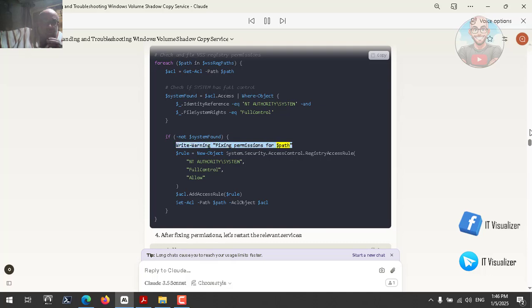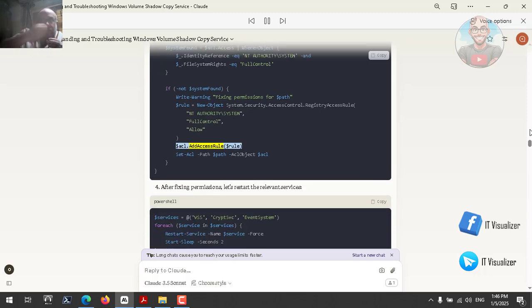Write-Warning "Fixing permissions for $path". $rule = New-Object System.Security.AccessControl.RegistryAccessRule("NT AUTHORITY\SYSTEM", "FullControl", "Allow"). $ACL.AddAccessRule($rule). Set-Acl -Path $path -AclObject $ACL.